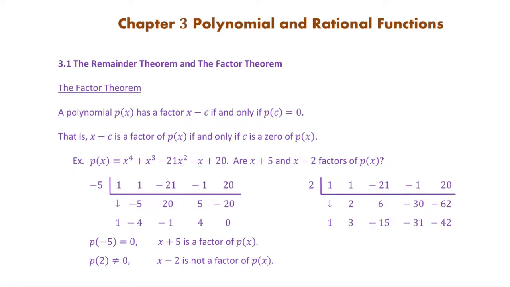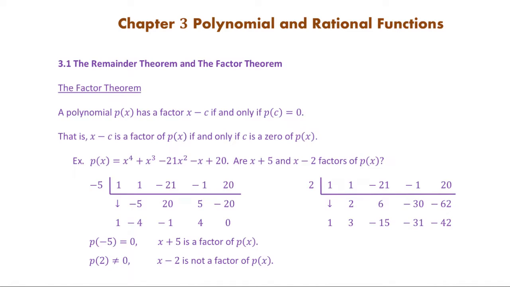So that means x minus c is a factor of p if and only if c is a 0 of p. So what does it mean by a 0 of p? It means if you plug in that number c for x in p, you get 0. So that means p of c equals 0. All right. Okay, so these are different languages, different phrasing of the same fact.